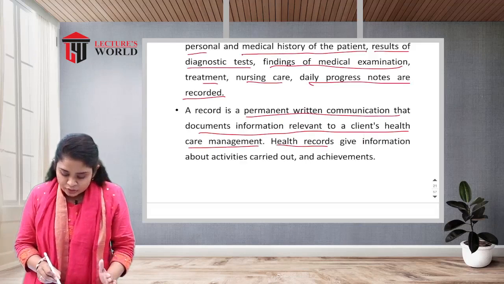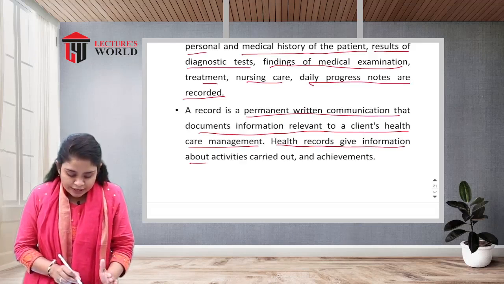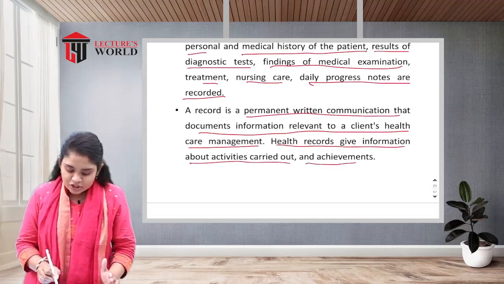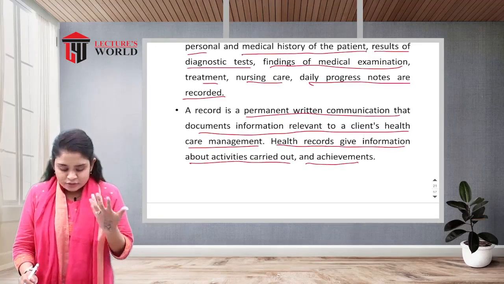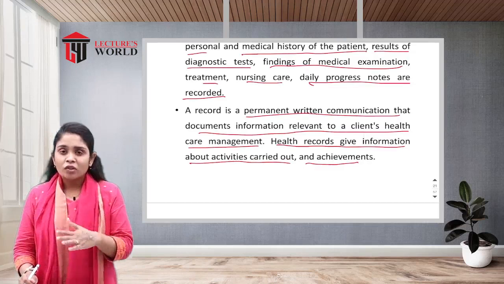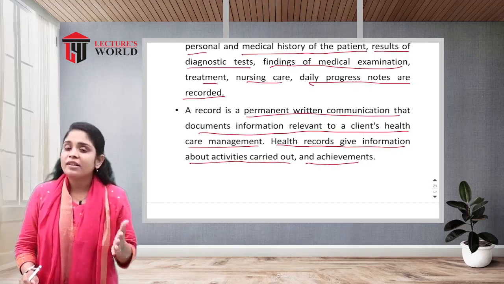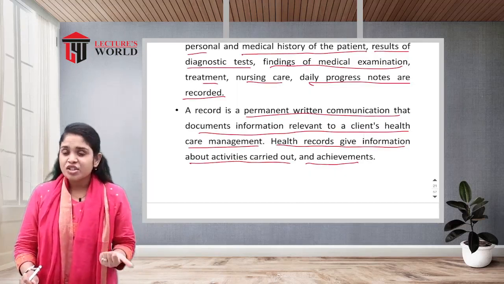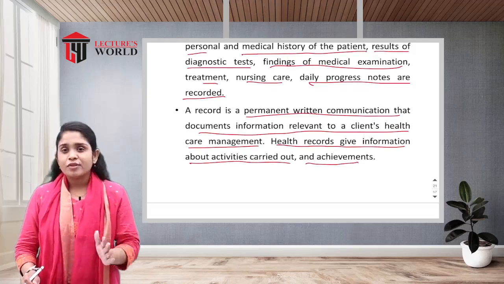So a health record gives information about the activities carried out and the achievements. It will contain information about whatever activity has been done by the doctors and all the nurses, and whatever achievements they have made, they can also write in that.